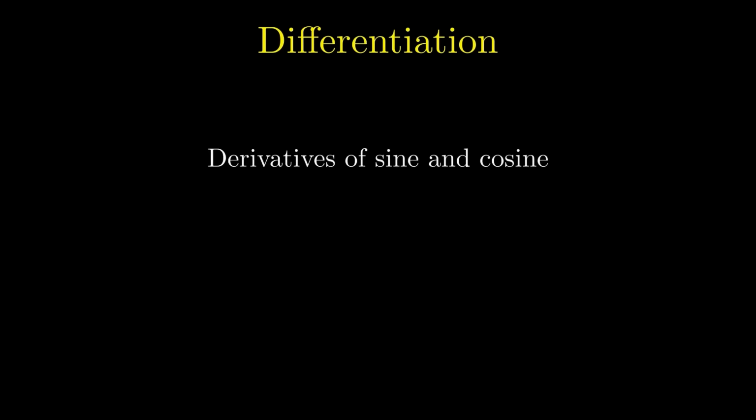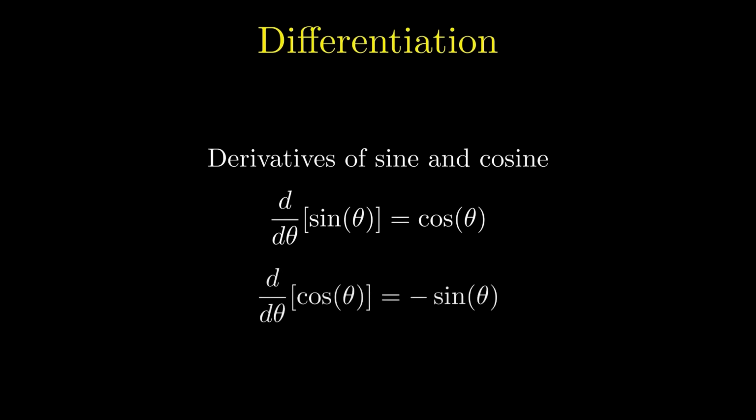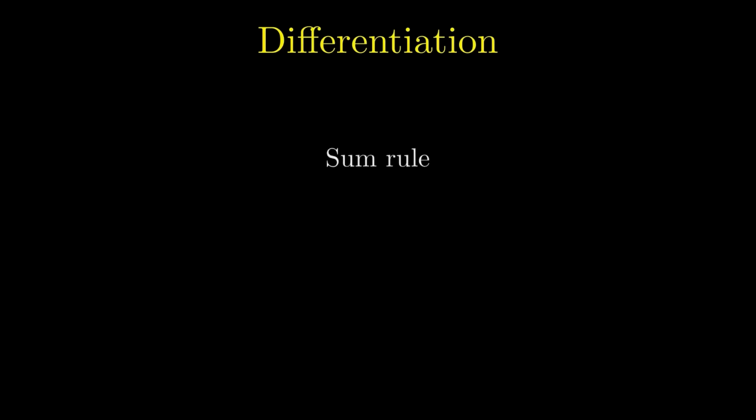Derivatives of sine and cosine. The derivative of sine is cosine. d over d theta of cosine theta equals negative sine theta.